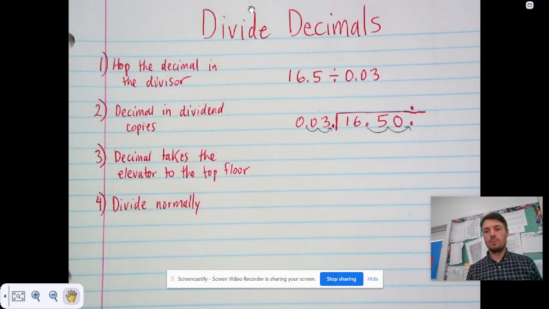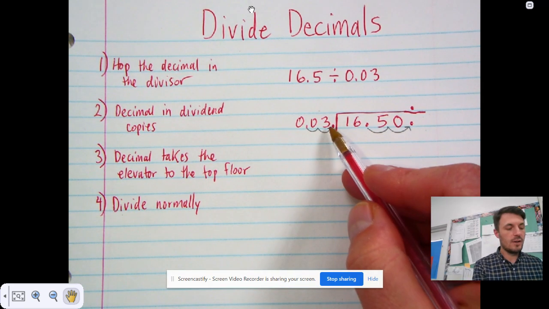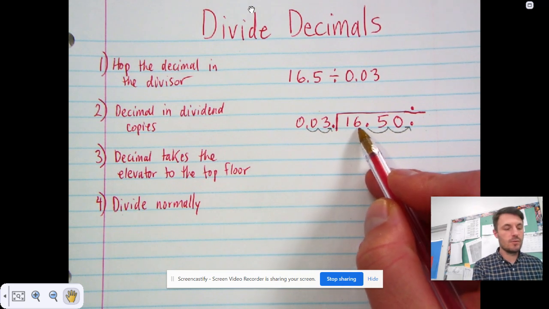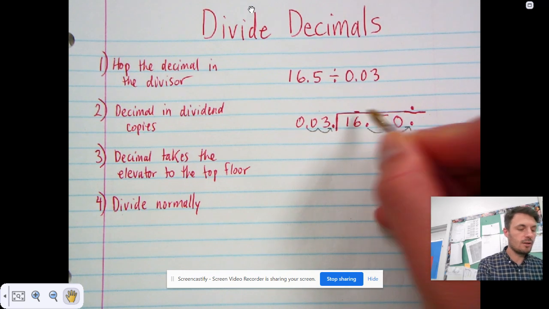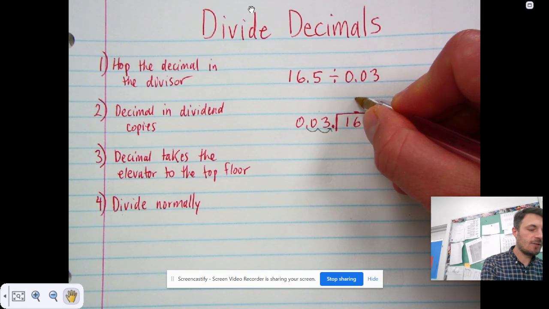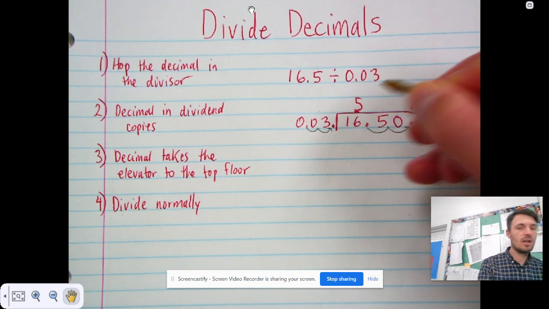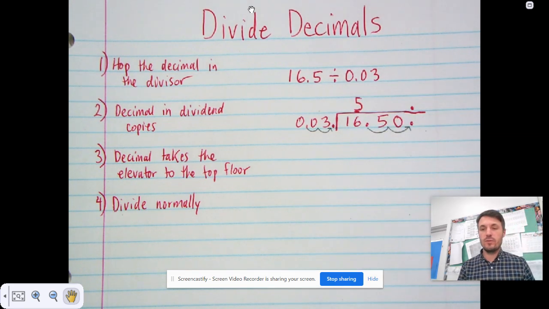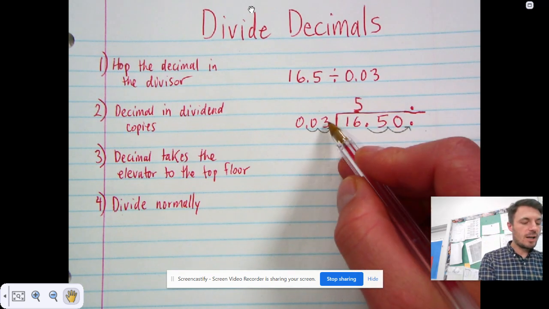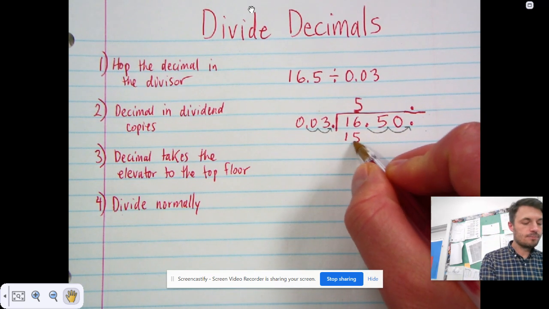Just do a normal long division problem here. So we're dividing 3. We can't fit 3 into 1. We can fit 3 into 16. So the first part of our quotient will go right here above the 6. 3 can fit into 16 5 times, because 3 times 5 is 15. That gets us closest to 16 without going over. 5 times 3 is 15.